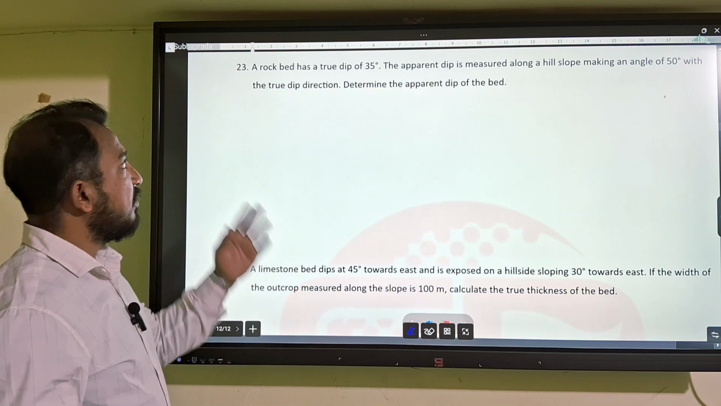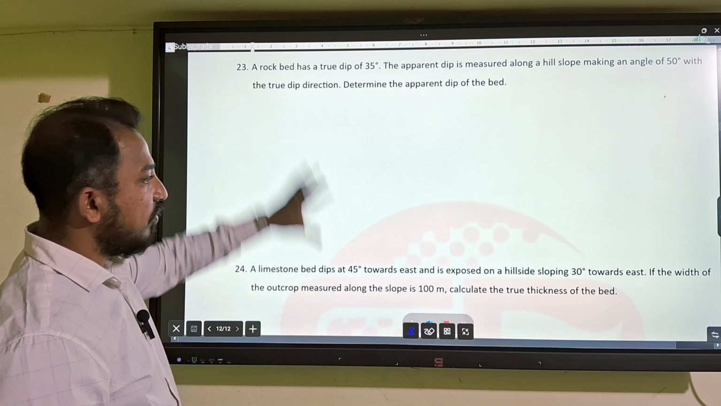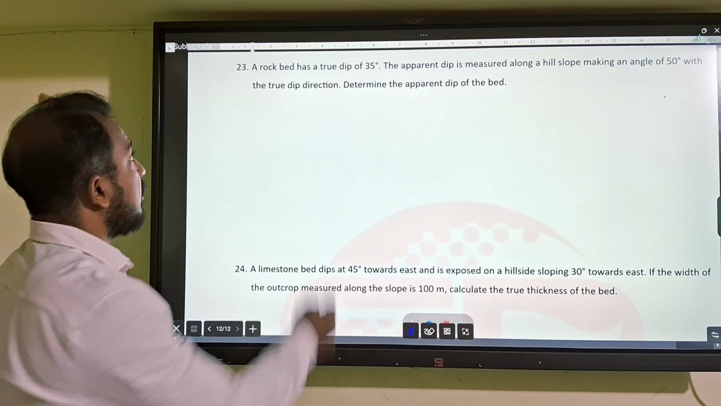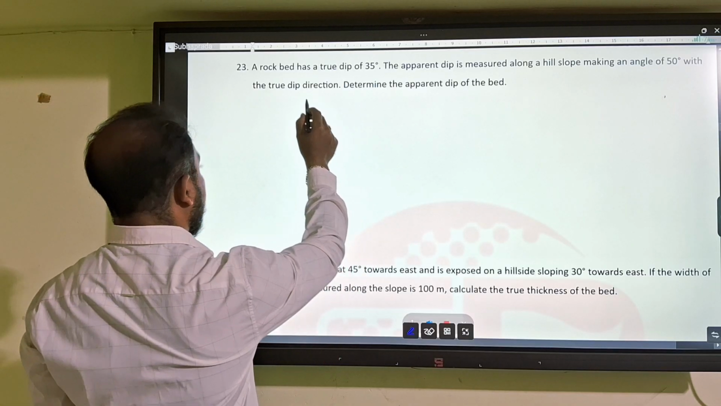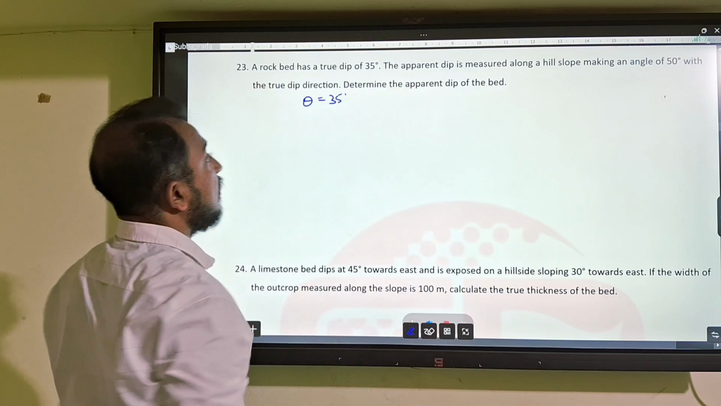The next move is to another problem, the same type of problem. So you can pause and try to solve these two problems. A rock bed has a true dip of 35 degrees. That means theta is given as 35 degrees. The apparent dip is measured.